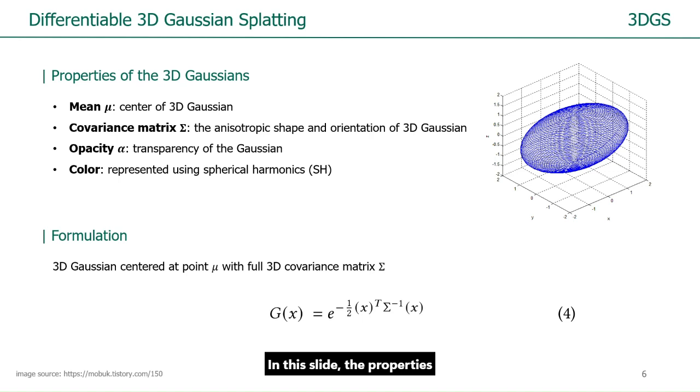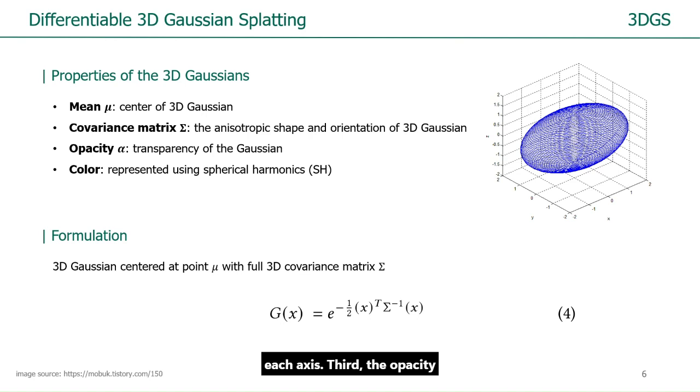In this slide, the properties and formulation of 3D Gaussians are introduced. Each 3D Gaussian is represented using four main properties. First, the mean represents the center position of the Gaussian in 3D space. Second, the covariance matrix defines the anisotropic shape and orientation of the Gaussian. As shown in the figure on the right, the Gaussian can be stretched and rotated differently along each axis.